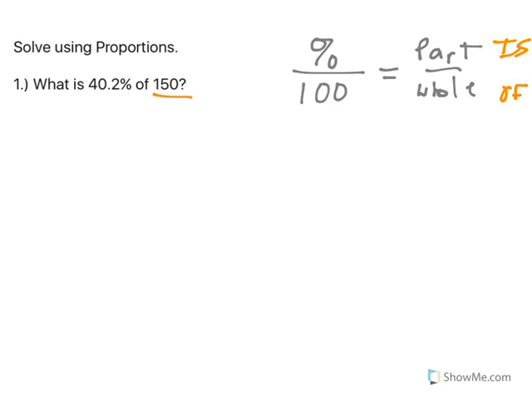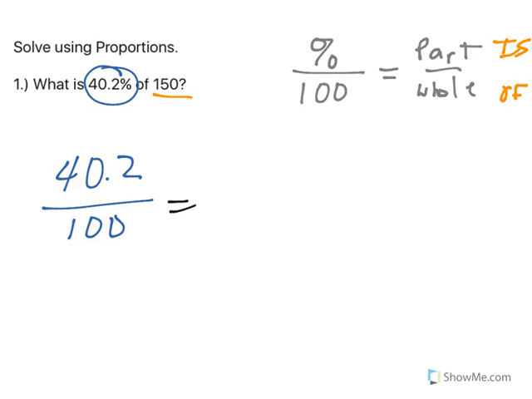So when I look just to write my problem here, I see what is 40.2%. As soon as I see the percent, I put that over 100, and that equals, I see "of 150," that implies the whole, and "what is." So my unknown value goes above the 150.